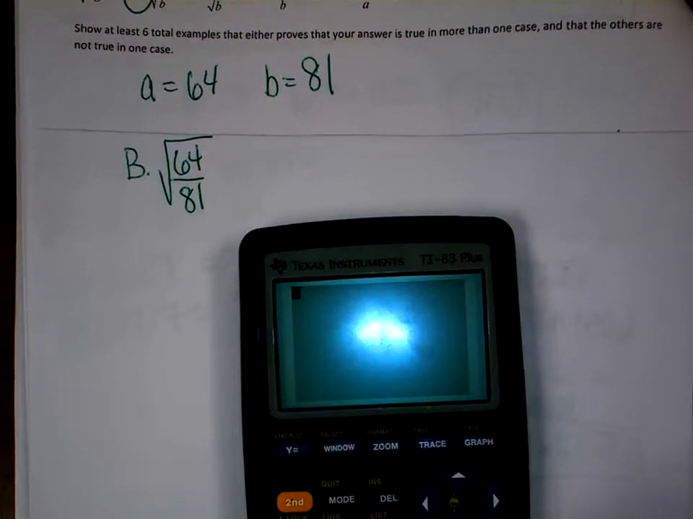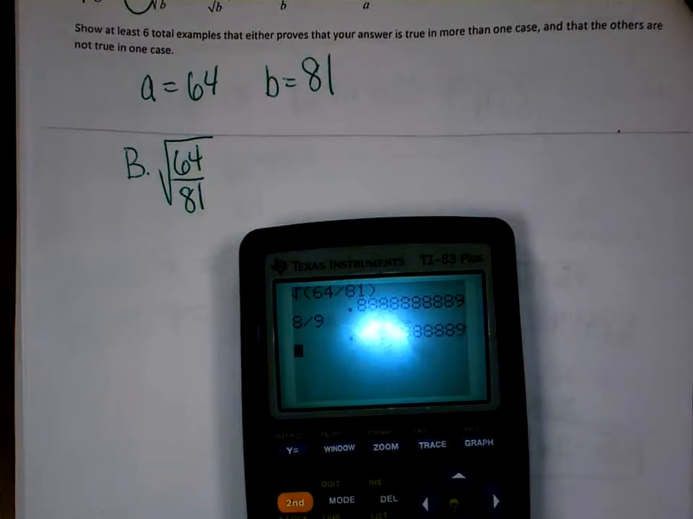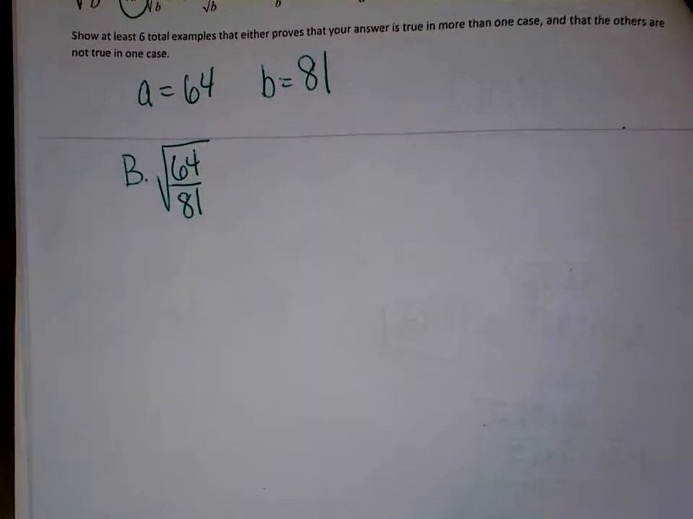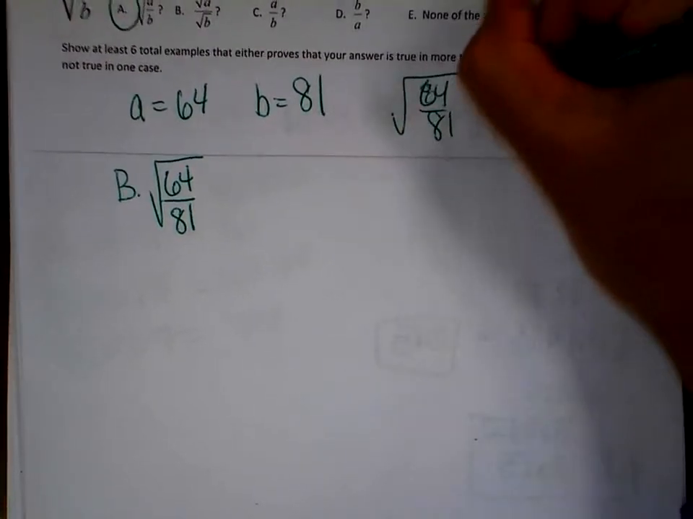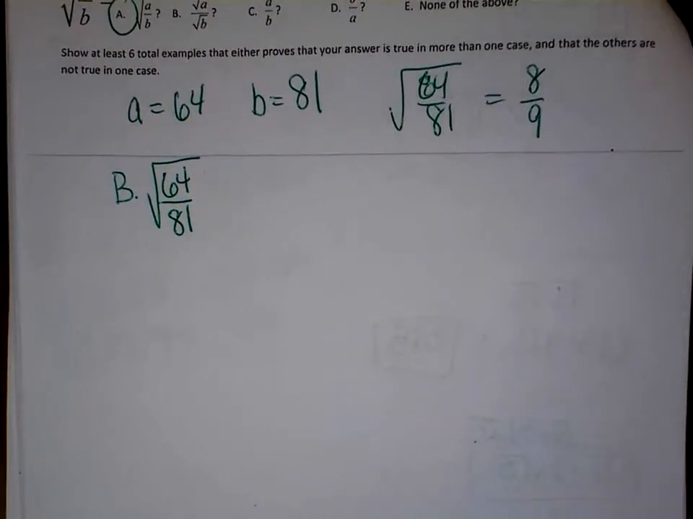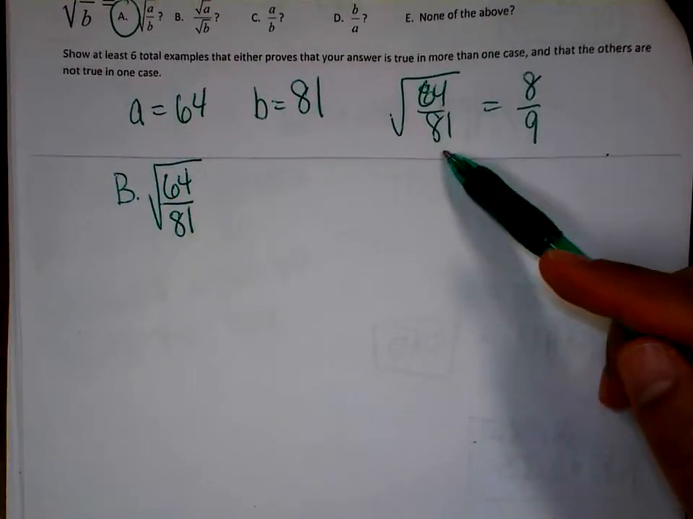Nope. All right. So if I take the square root of the quantity 64 over 81, I get 0.88888888, which I believe is the same as 8 over 9. Yep, because I get the same thing. So 8 over 9. So I'm seeking the square root of 64 over 81, which I'm trying to figure out is 8 over 9. So what's the relationship between 64, 81, and 8 and 9?